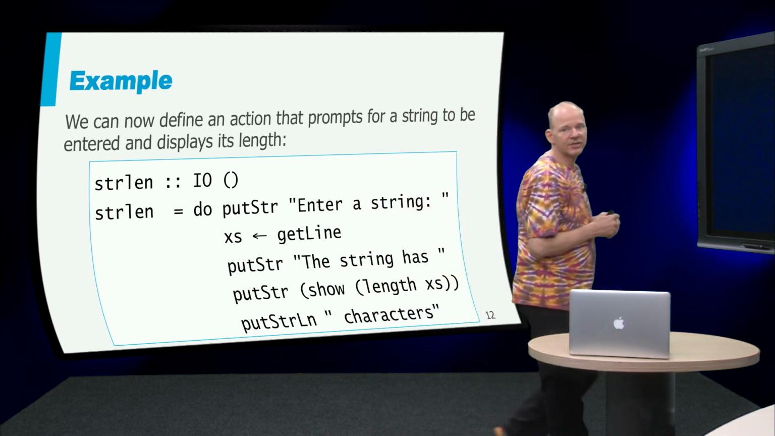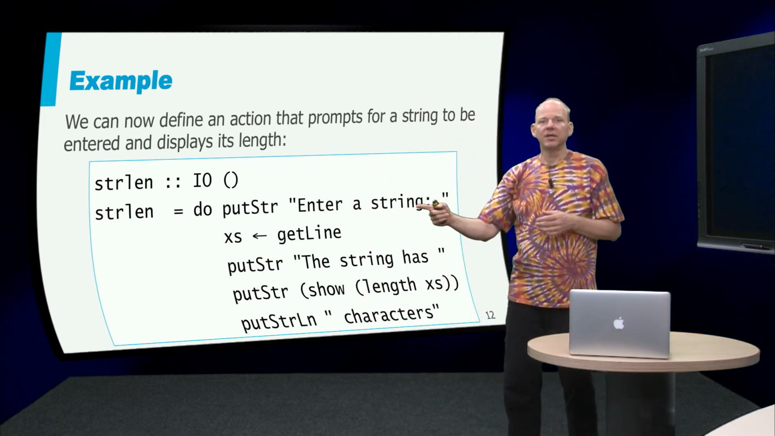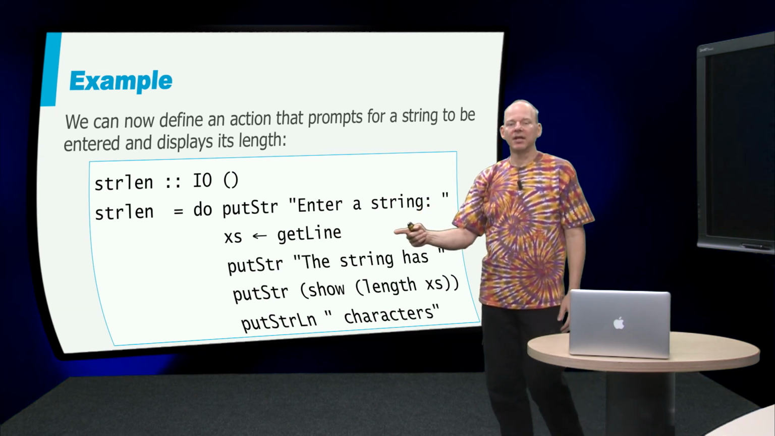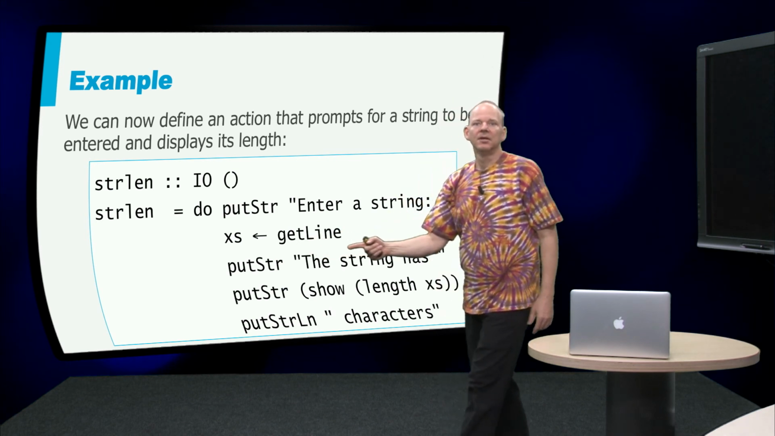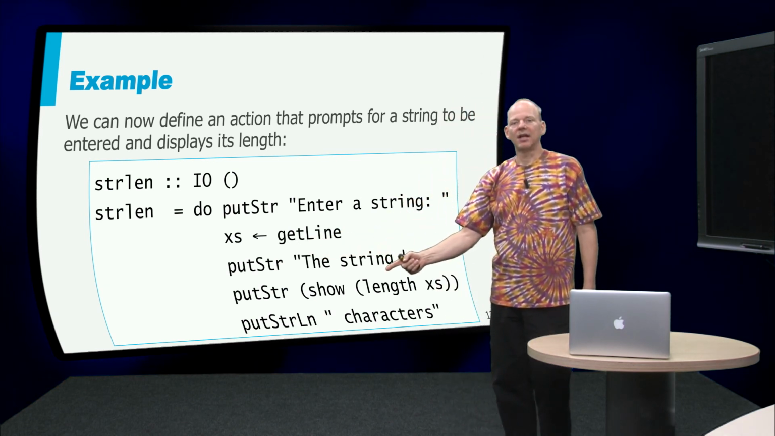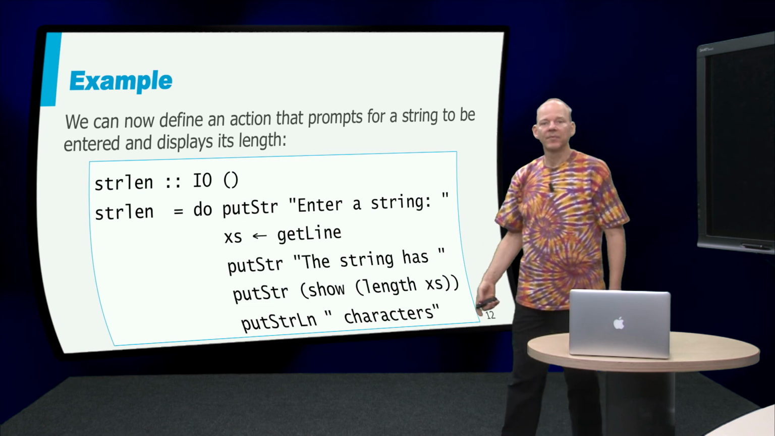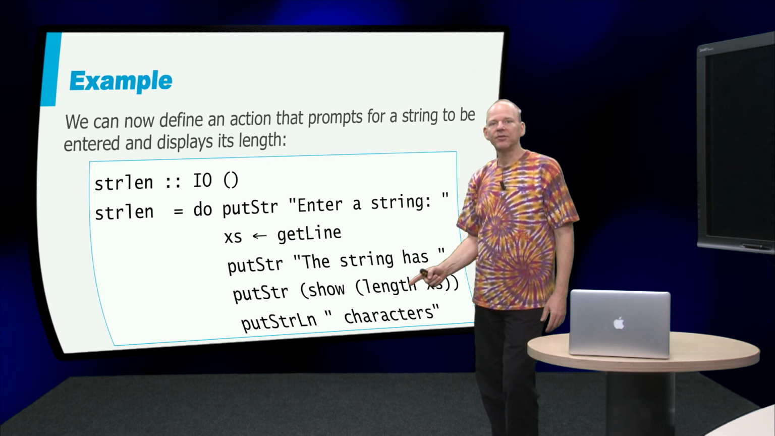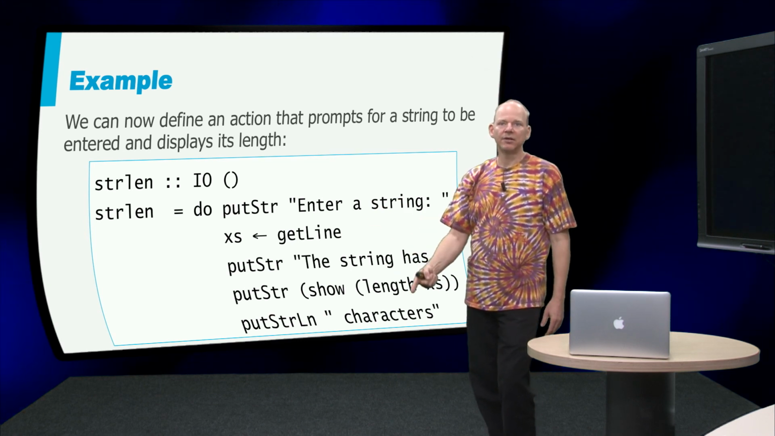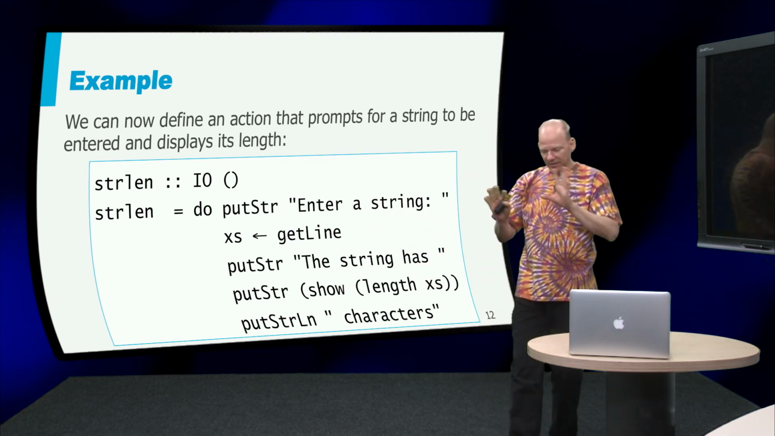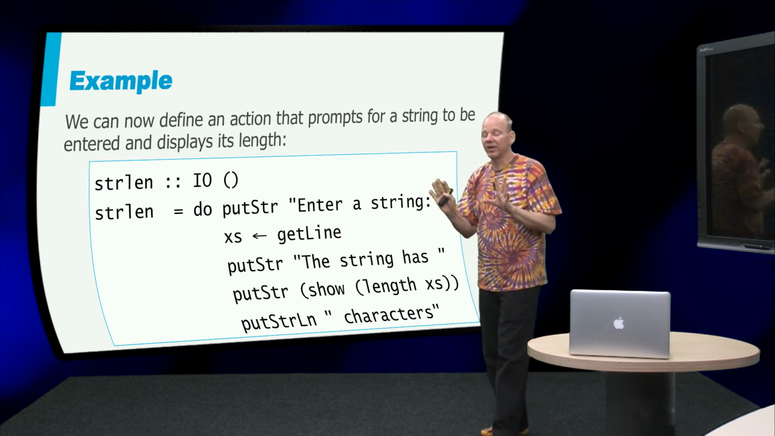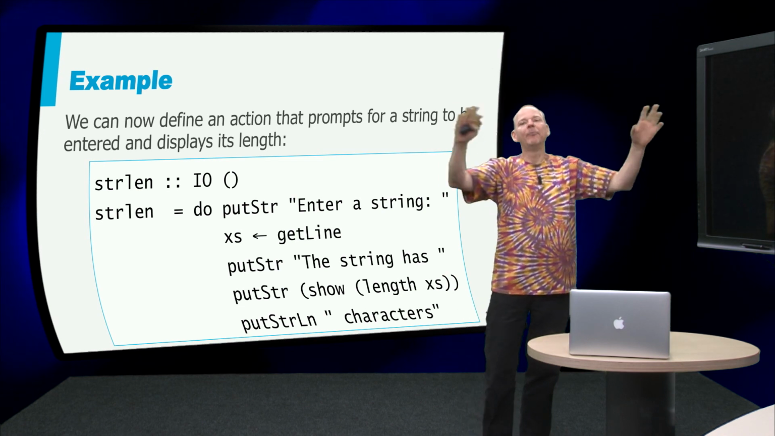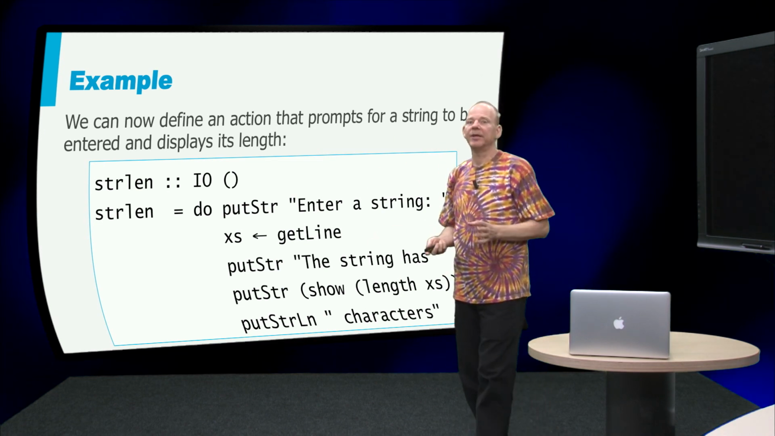So let's walk through this example. We print "enter a string". We read this line from the input, and then we print that that line has so many characters. Very simple. But you see here, there's an island of purity in the sea of impurity. And this is a perfect way to program: you have little parts of pure code embedded in a context of impure code.